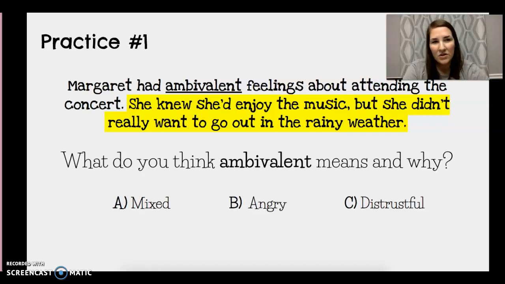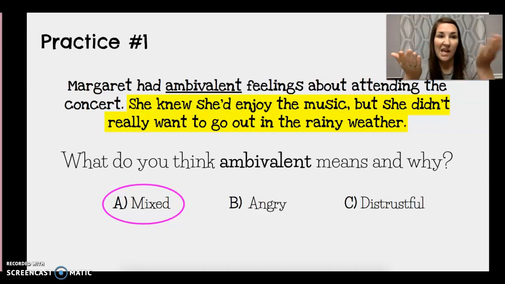So on one hand, she's saying, I really know that I'm going to like the music, but it's rainy and I don't want to just sit out in the rain listening to music. And so if she has kind of conflicting feelings about that, she has kind of mixed feelings about attending the concert. Ambivalent would mean mixed. She feels one way and the other at the same time.